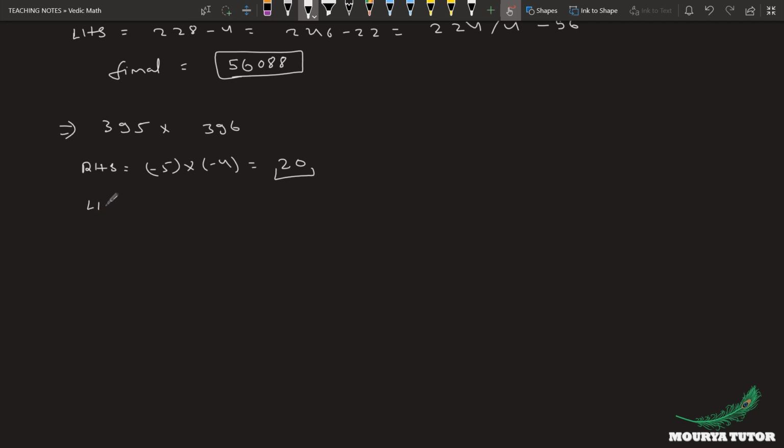Okay, now let's find out the LHS. So how do we find out the LHS? You just need to subtract crosswise. 395 minus 4 or 396 minus 5. Don't write this, you will get the same result. 391. Don't write these two times. I have written it for you so that you will not become confused about what we did here. Okay, so 391.